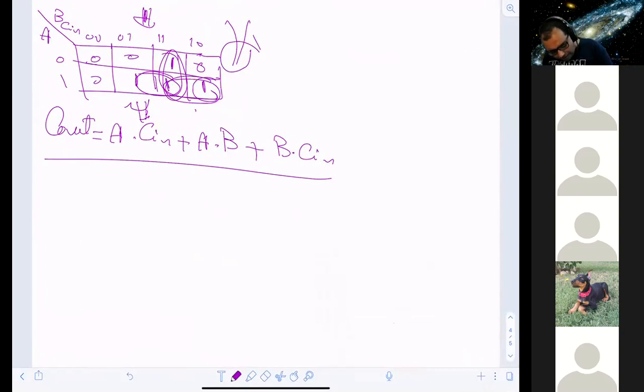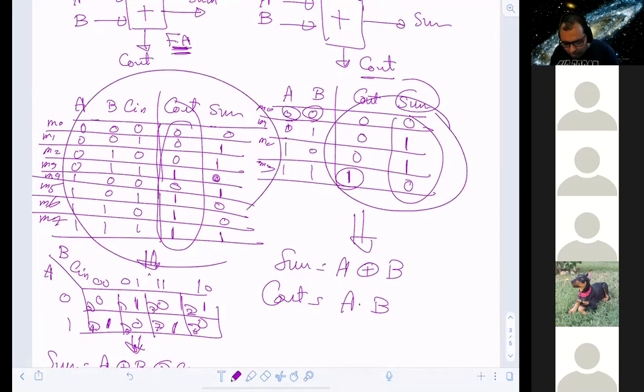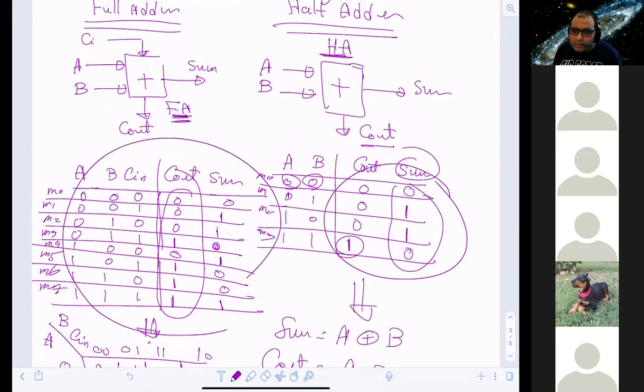So let's imagine that I have a half adder in my pocket and I would like to build a full adder. What should I do from your point of view? So if you look very carefully at this table and this table, you will find out that two half adders can build one full adder.